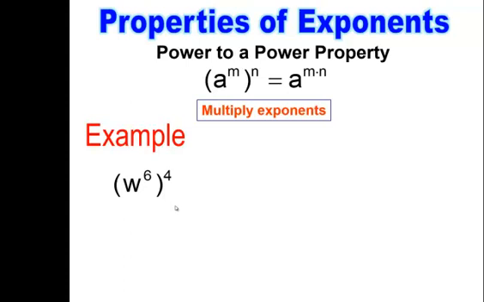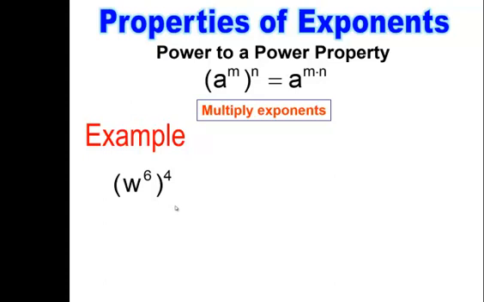This next property is called the power to a power property. And how this works is you have a quantity inside parentheses that has a power in it. And then there's a power on the outside. Well, to simplify this, you need to take the two powers and multiply them together. So we end up having a to the m times n. The base is a, the powers get multiplied.